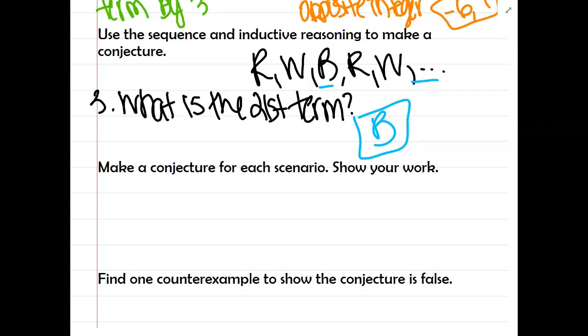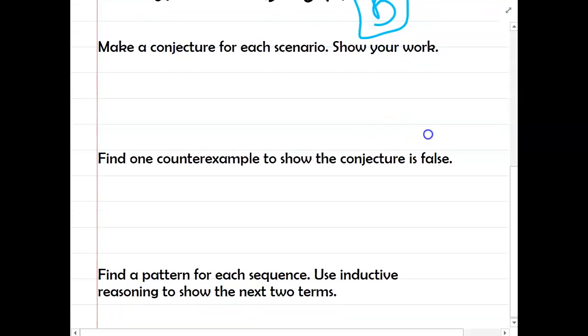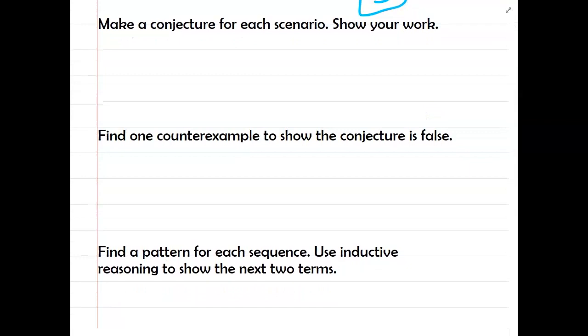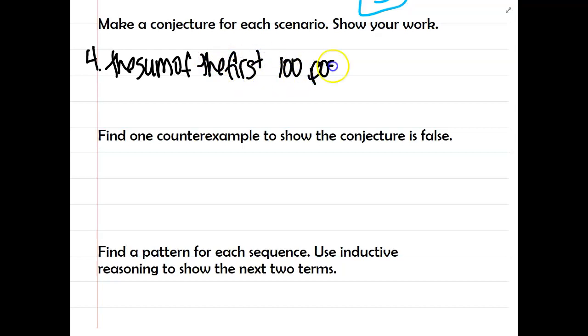Yeah, exactly. Now, once again, this is a conjecture. I don't know for sure. I'm pretty sure, but just a conjecture. Okay, all right, what if I want to make a conjecture about this? The sum of the first 100 positive odd numbers.